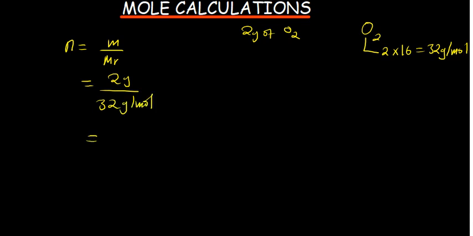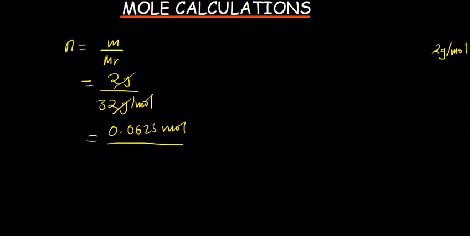So if we divide 2 by 32, that is going to give us about 0.0625. The gram and gram will cancel, and we are going to remain with mole. So this is going to be the answer. It doesn't matter the kind of question that you've been given. The only thing that you need to know is the molar mass. If you know the molar mass, you also need to know the mass to find the number of moles.